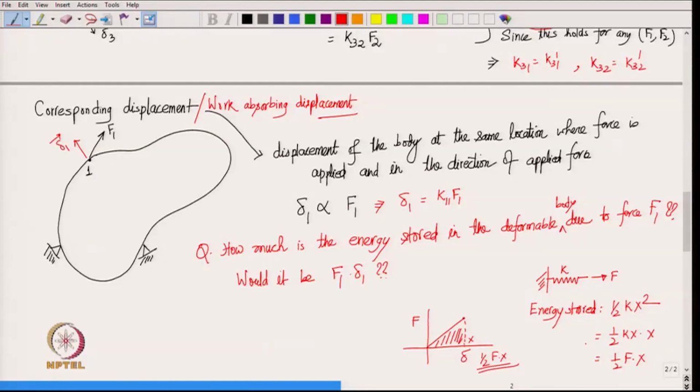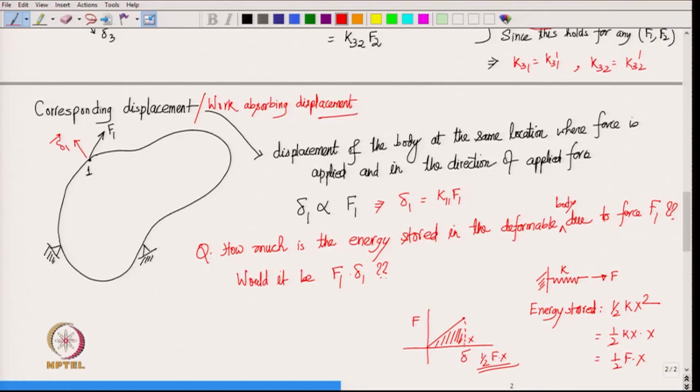Likewise, here also in case of deformable body, if we apply the force F1 slowly, quasi statically, and ramp it up to the final load F1, then the total energy stored would be half of F1 into delta 1. But then the final energy stored in the body is independent of how you are applying the force. It only depends on what is the final force. So, even if you apply the force instantly, then the body is going to deform, and in equilibrium the energy stored would still be half of F1 into delta 1.